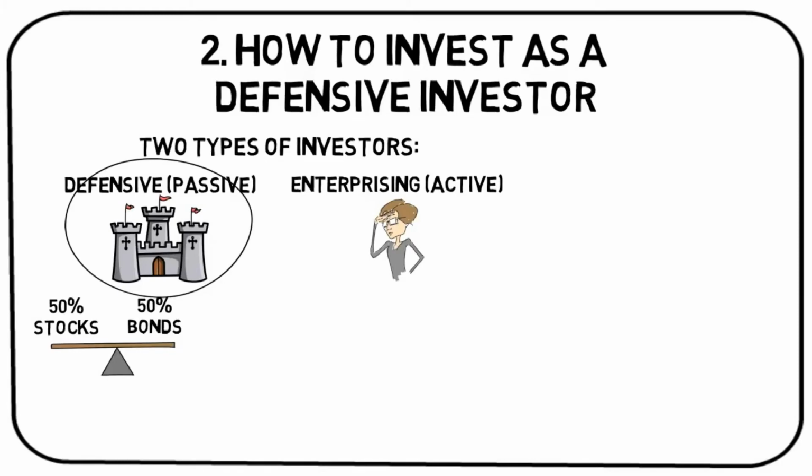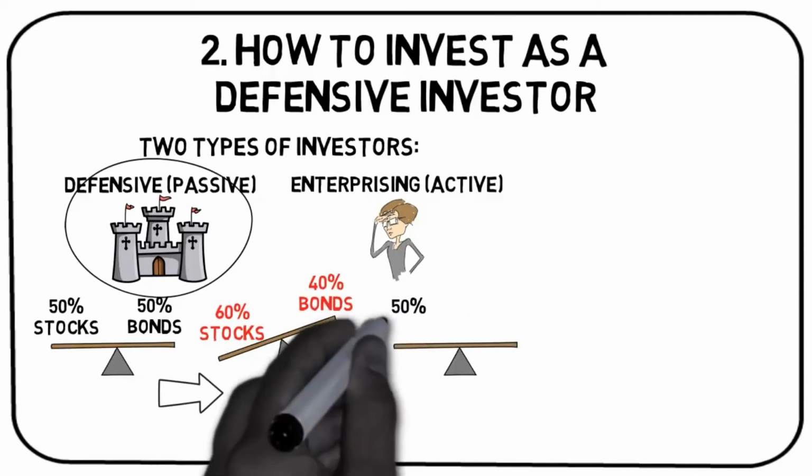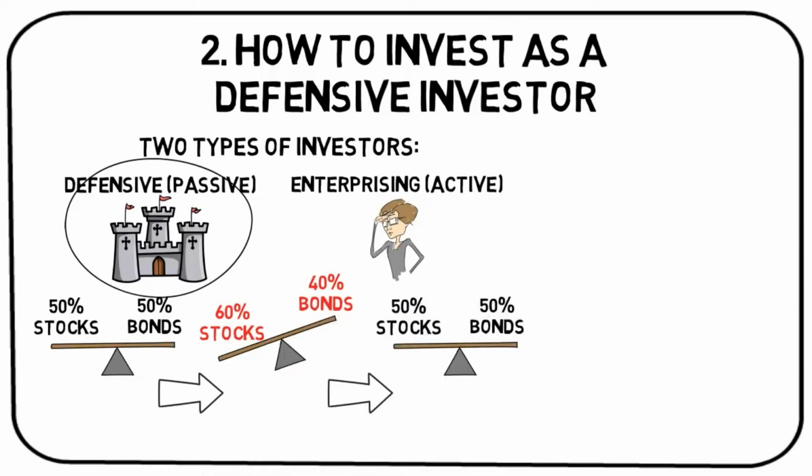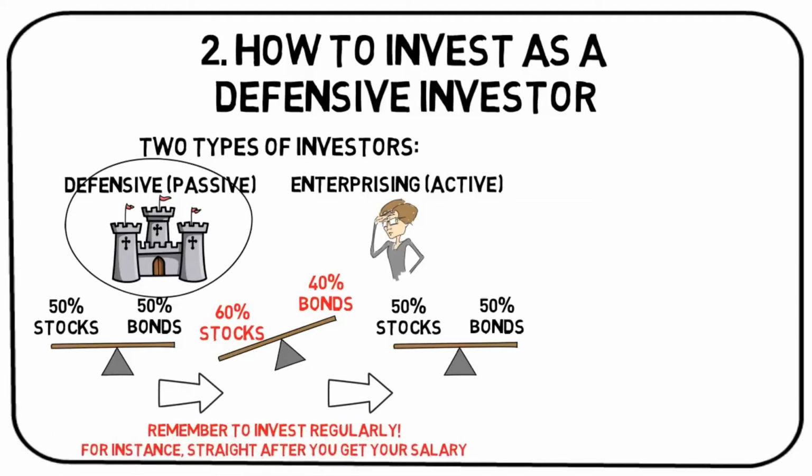Restore this allocation once or twice every year, so that if stocks suddenly make up 60% of the portfolio compared to only 40% in bonds, sell stocks and buy bonds until 50-50 is restored. Invest a fixed amount of capital at regular intervals, for instance, straight after you get your salary. This is called dollar cost averaging and will allow for a fair average price of stocks and bonds. Most of all, it will assure that you don't concentrate your buying at the wrong time.